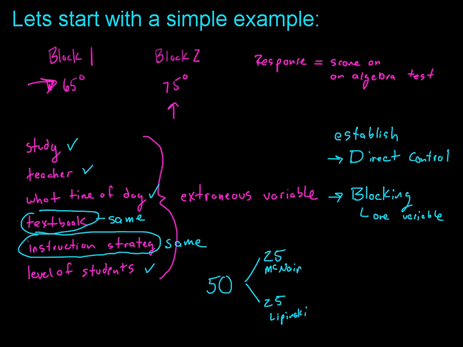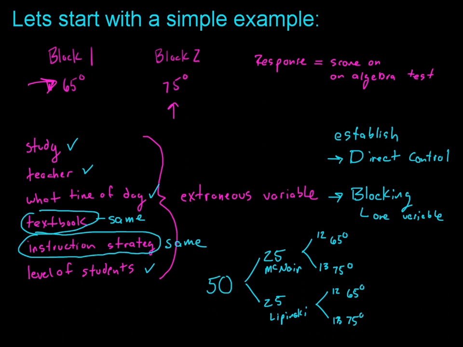So we purposely, not randomly, we purposely put them into 25 Mr. McNair, 25 Mr. Lipinski. Then of Mr. McNair students, we put half of them, so maybe that's 12, into the 65-degree room temperature. So that's one treatment. And we put the other 13 into 75-degree temperature. And for Mr. Lipinski, same thing. We put 12 of them into 65 degrees, and we put 13 of them into the 75-degree room. This way, we have students in Mr. McNair's class taking both temperatures, and we have students from Mr. Lipinski's class in both temperature settings.